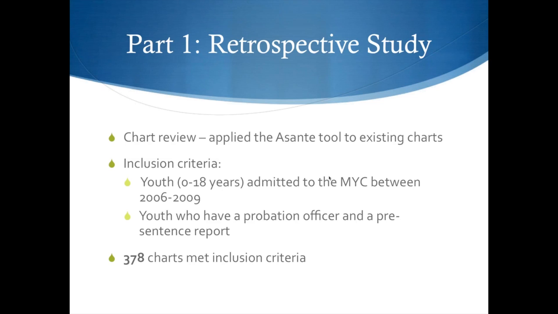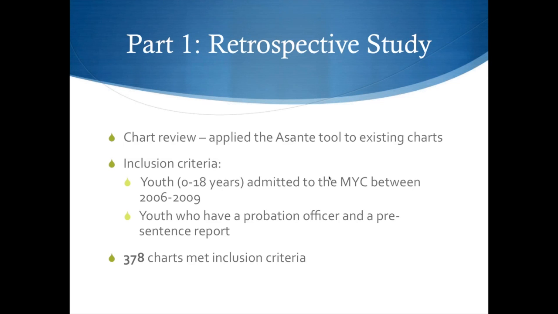So the retrospective chart review, we applied the Asante tool to existing charts and included youth who were admitted to the Manitoba Youth Corrections between 2006 and 2009. And we only included charts of youth who had a probation officer and a pre-sentence report. This ensured that only charts with comprehensive information would be reviewed. For example, charts of youth who were admitted for one day wouldn't have enough information to fill out the Asante tool. And so that would bias the results of our evaluation, so we didn't include those types of charts.